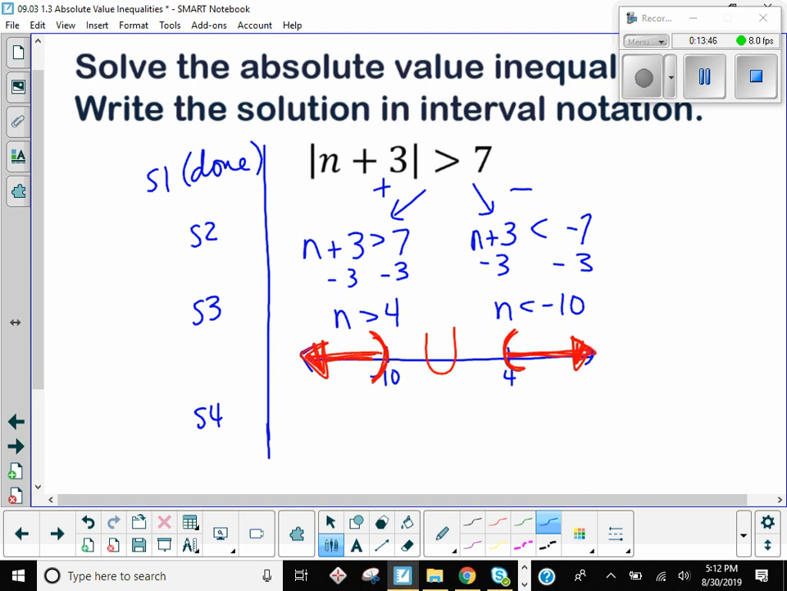I'm going to start with n as an element of, and then I'll write one interval notation for this left interval. The left endpoint is -infinity. The right endpoint is -10 with a parenthesis. And I'm joining it with a U with this part of the number line, this red side. The left endpoint is 4 with a parenthesis, and the right endpoint is infinity. Infinity always gets a parenthesis.